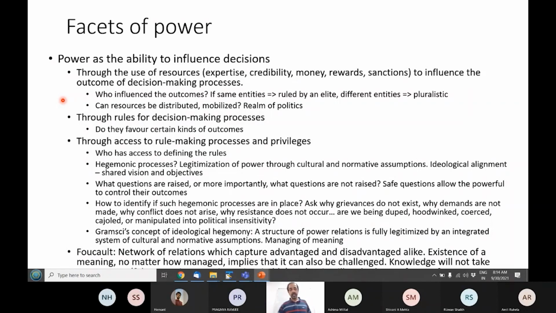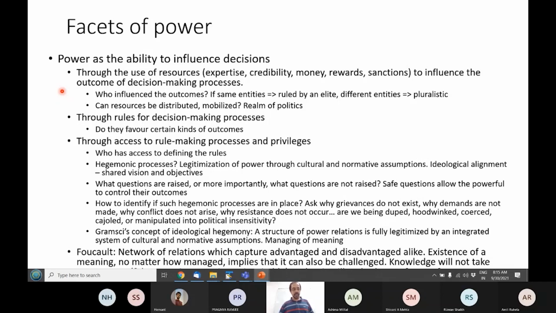So the bottom line, basically from this discussion, was that you can think of power in terms of these 3 to 4 dimensions. One is in terms of resources. Who has access to resources that give them the influence to affect outcomes of decisions, who give them decision-making power?